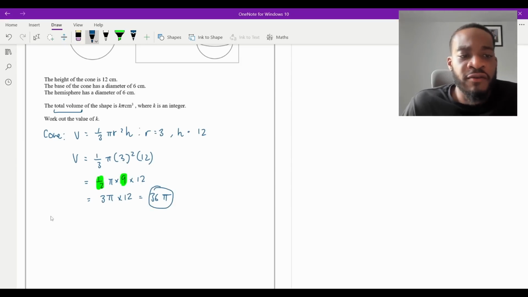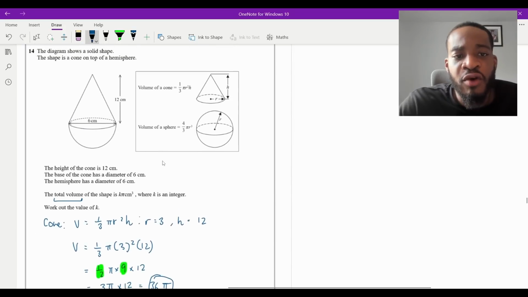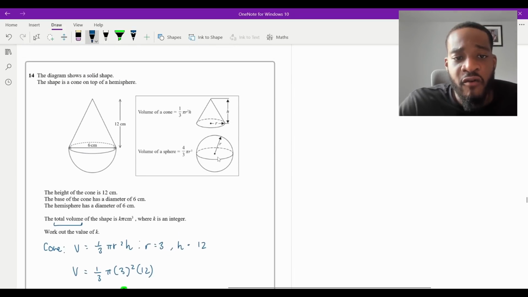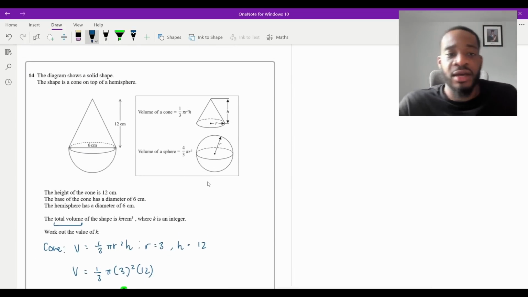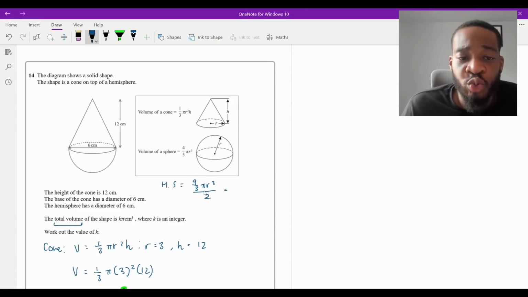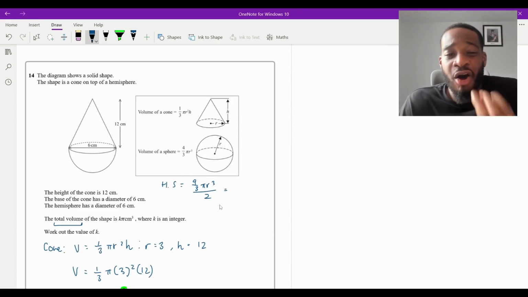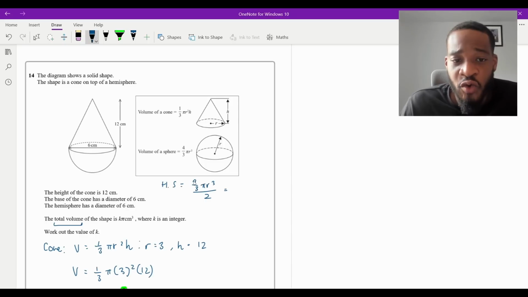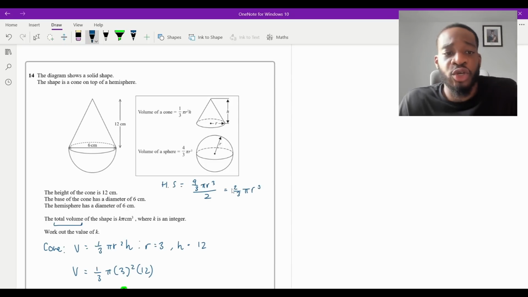Now, we need to work out the volume of the hemisphere. I'll write HS for hemisphere. Now, they've given us the formula for a sphere. So be very careful, right? Remember, we don't want a sphere, we want a hemisphere. So to get the volume of a hemisphere, we are going to divide the original formula by 2. Algebraically, you just need to halve the numerator. That 4 on the top is going to become a 2. So the volume of a hemisphere is 2/3 pi r cubed, which is what we're going to use.